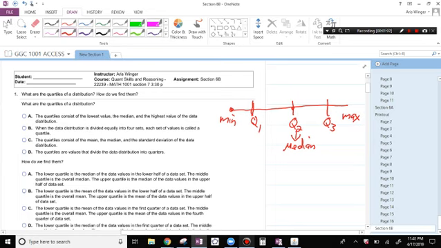So the quartiles are values that divide the data distribution into quarters. How do we find them? The lower quartile is the median of the data values in the lower half of the data set. The middle quartile is the overall median, this. The upper quartile is the median of the data values in the upper half, right? So Q3 is in the middle of the upper half of the data. Q1 is in the middle of the lower half.